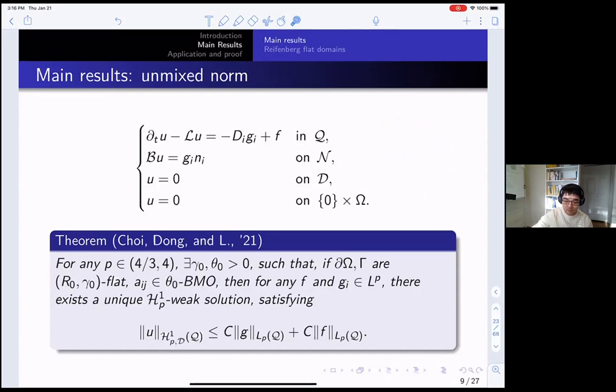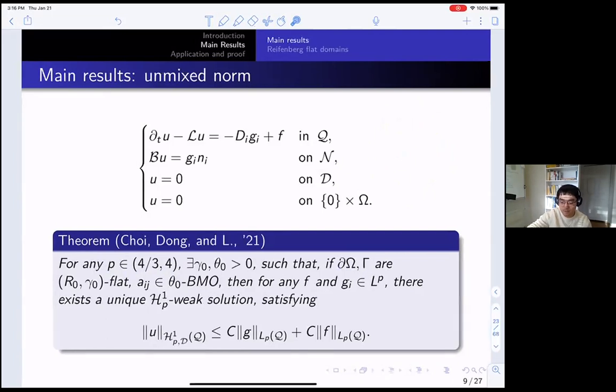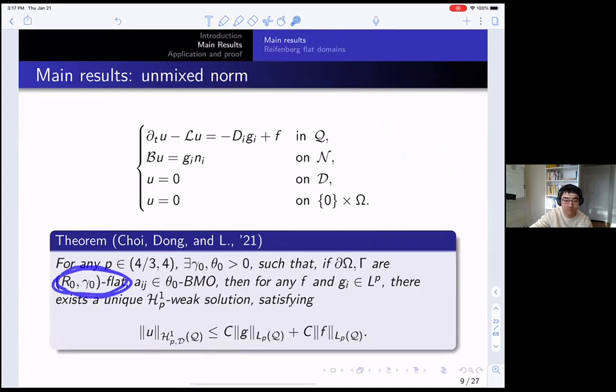Our result is, for any p between four thirds and four, where p less than four is optimal here, recall our example. Then if the boundary and the interfacial boundary are both sufficiently flat, locally flat, this is the Reifenberg-flat assumption, and the coefficients A_ij are small BMO, where small BMO means almost VMO allowing small jumps, so this is classical. Then for any L^p right-hand side, we can find a unique H^1_p weak solution with the estimate. So this is our first main result, for the unmixed norm.